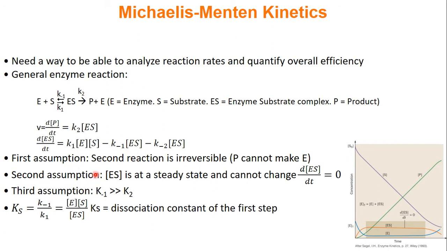Now, along with this Michaelis-Menten, we can also define a new term, which is called Ks, which is the dissociation constant of the first step. And Ks is equal to the reverse rate constant of the first step divided by the rate constant of the first step. So K minus 1 divided by K1. This is equal to the amount of enzyme times the amount of substrate divided by the enzyme substrate complex.